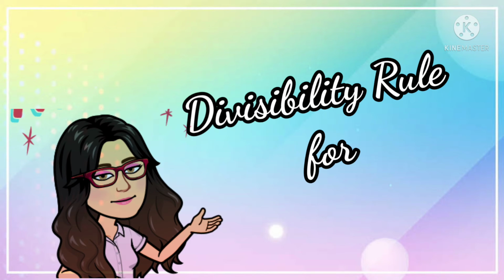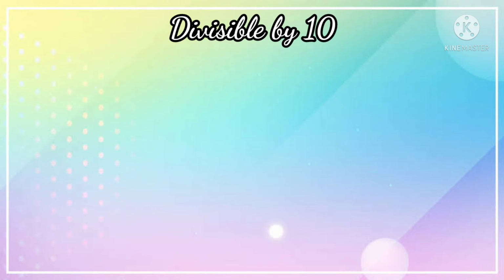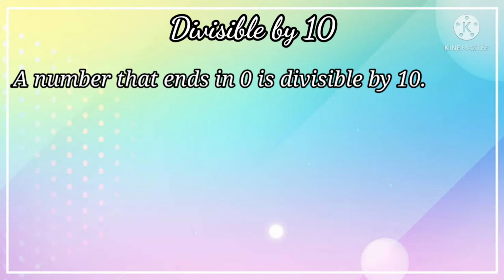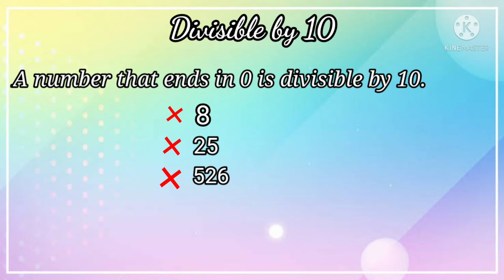Lastly, we have the divisibility rule for 10. So how do we know if a number is divisible by 10? A number that ends in 0 is divisible by 10. Let us have these examples again. 8 is not divisible by 10. 25, 5 is the last digit, so therefore it is not divisible by 10. 526, since the last digit is 6, therefore it is also not divisible by 10.